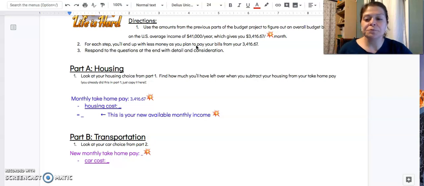That makes sense, right? Direction 3. Respond to the questions at the end with detail and consideration. This is the wrap up. So you're synthesizing, you're taking and thinking about and squishing all of the ideas that you have about this so that I can see what you've learned. So take your time with it.